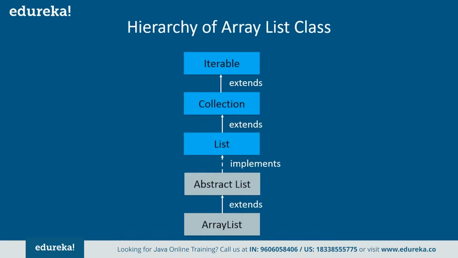Now talking about ArrayList, it uses a dynamic array for storing the elements. It inherits the AbstractList class and implements the List interface. Then the List interface extends the Collection and Iterable interfaces in hierarchical order. So this is about the hierarchy of the ArrayList class.